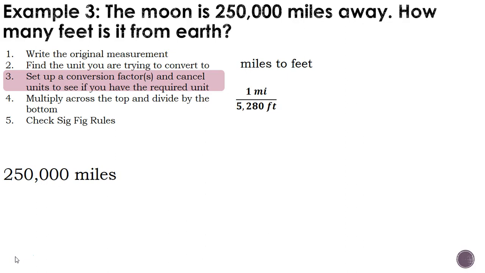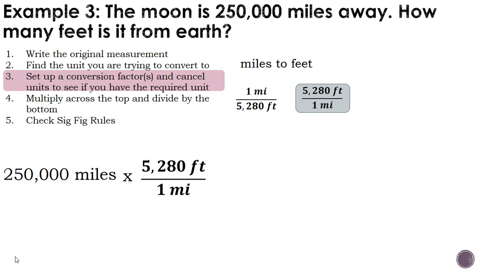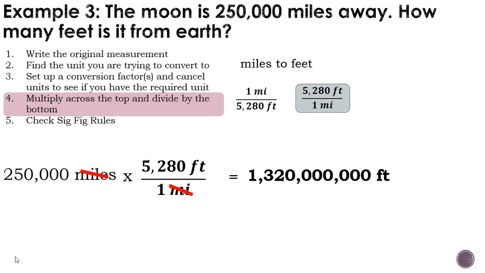So we know, if you look at our chart, that in 1 mile, there's 5,280 feet, or 5,280 feet in every 1 mile. So since we have miles at the top right now, we want to use a conversion factor where miles is going to cancel out, and it's going to give us feet. Once you cancel out your units, you just want to multiply across and then divide to get your final answer.